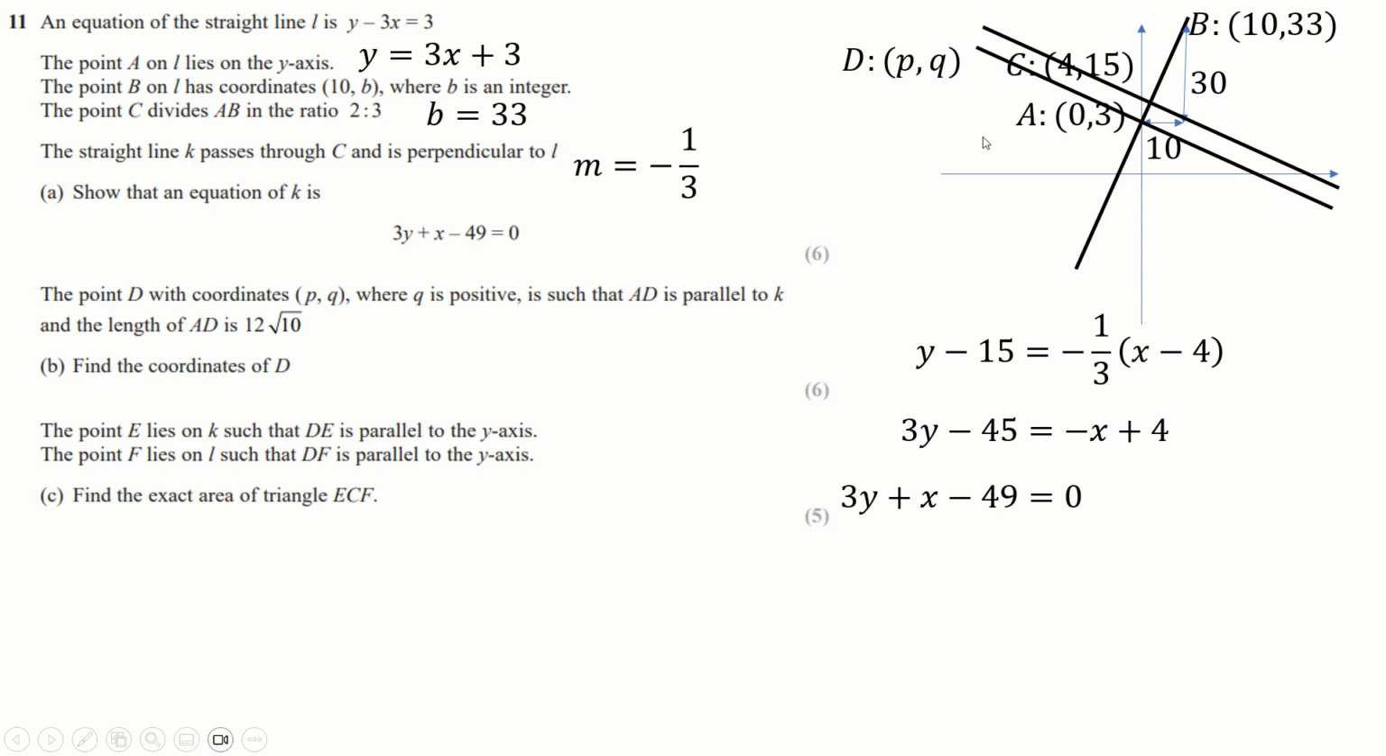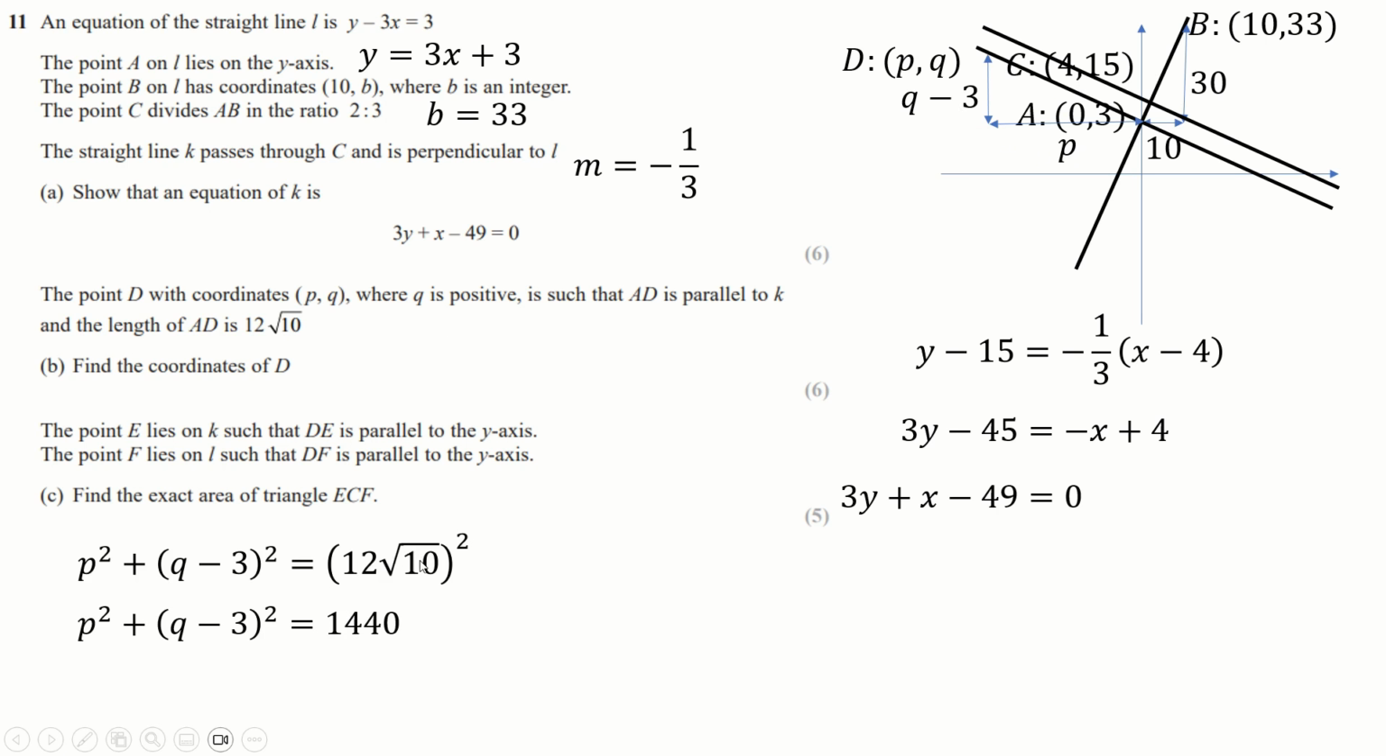So from A to D, if we go across and up, we need to go across P units, and we need to go up Q minus 3 units. Right, from 0 to this B here is just P across, and from Q up here to 3, that's Q minus 3. So therefore, P squared plus (Q minus 3) all squared is equal to (12 root 10) all squared, just by Pythagoras, because we know the length A to D. We can, of course, square that out. 12 squared is 144, root 10 squared is 10.